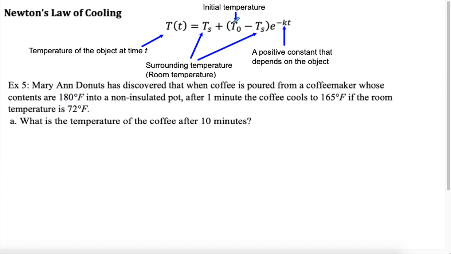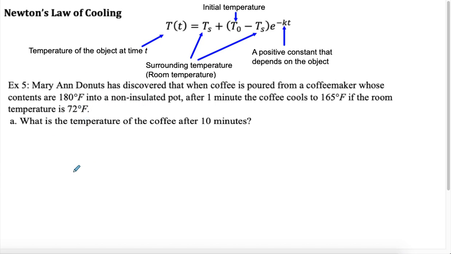That's my T sub 0, my initial temperature. We're pouring this coffee into a non-insulated pot. After 1 minute, the coffee cools to 165 degrees. So this is our reference point that we're going to use to solve for k. After 1 minute, so when t equals 1, the temperature of the object is 165. Then we're told that the room temperature is 72 degrees for this scenario.